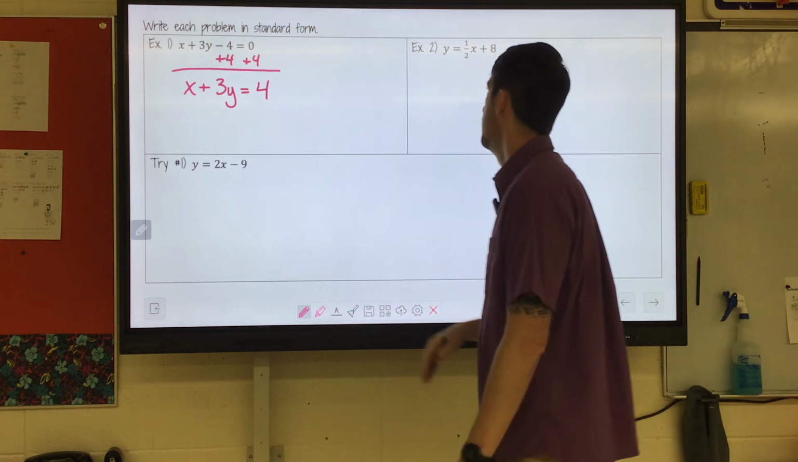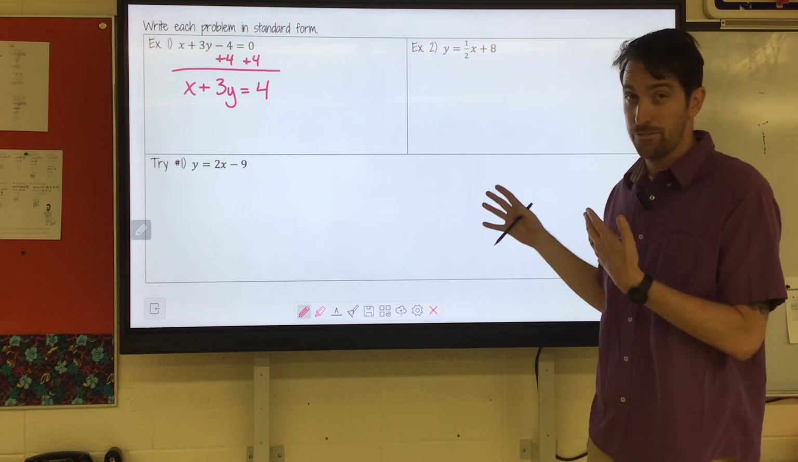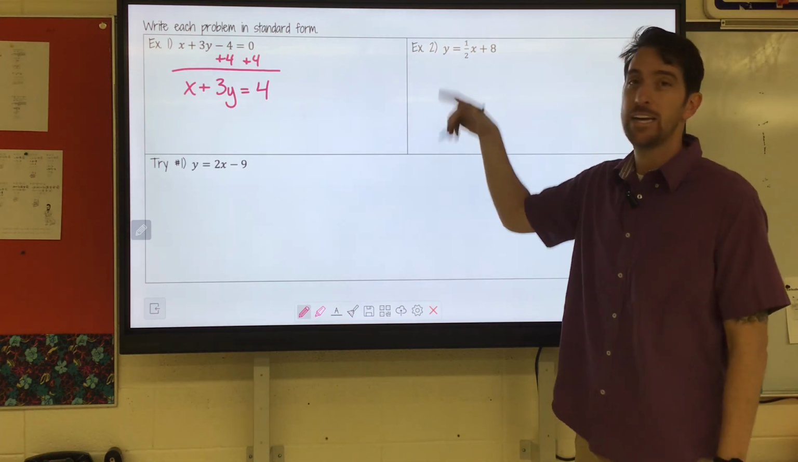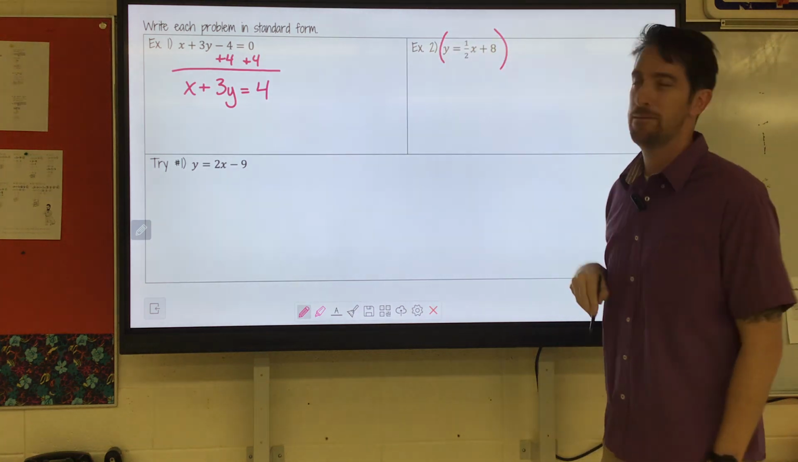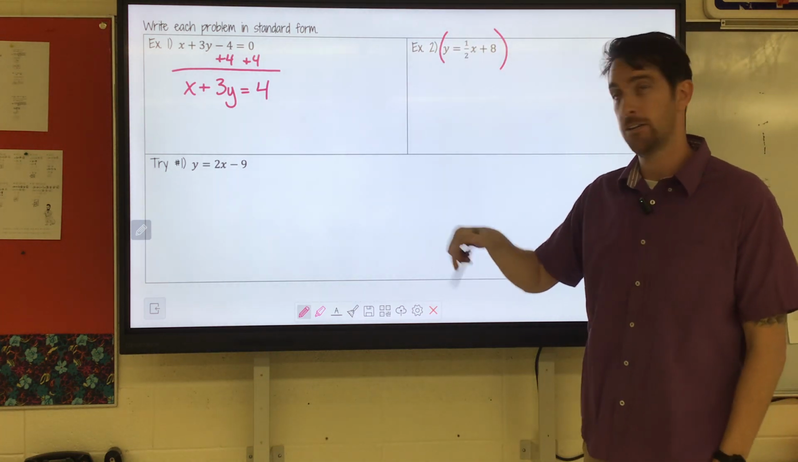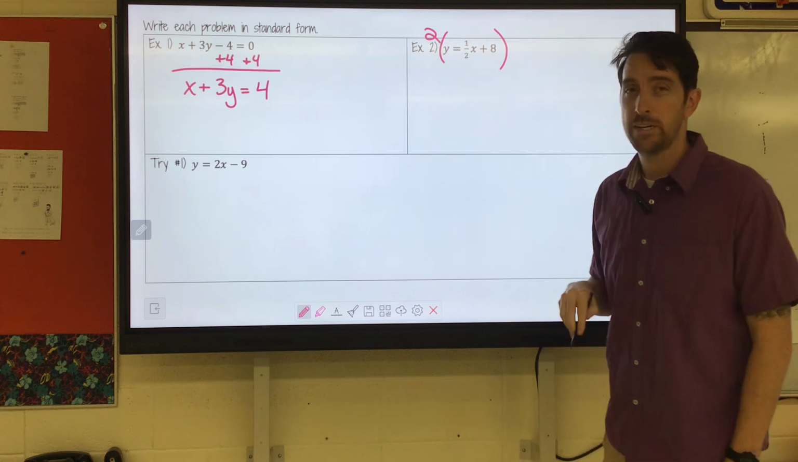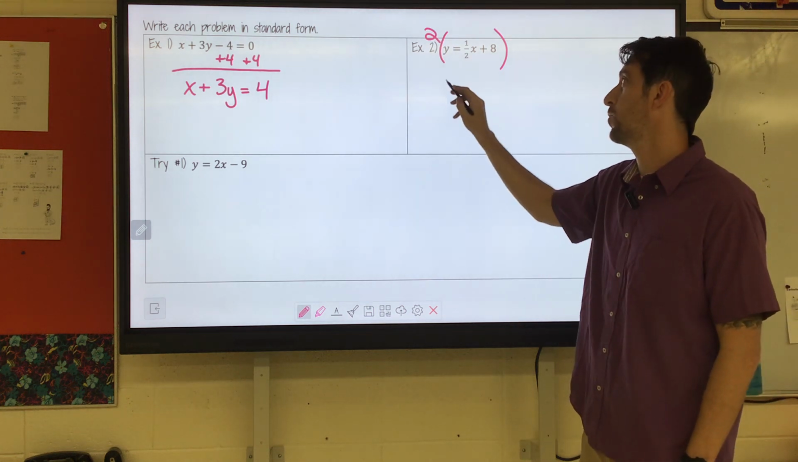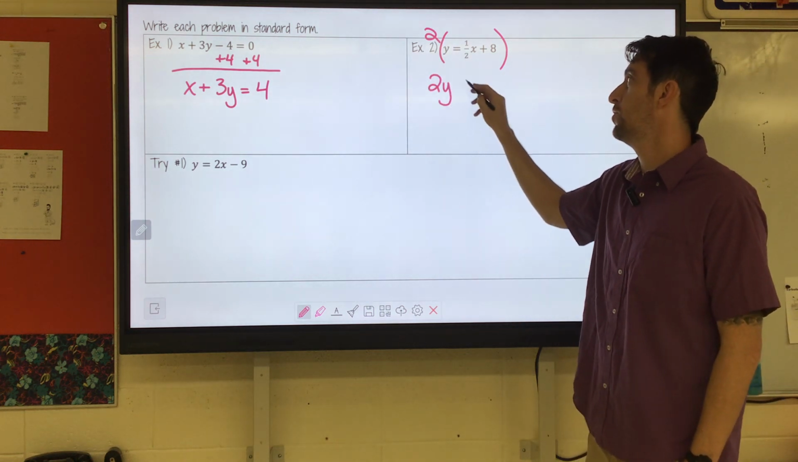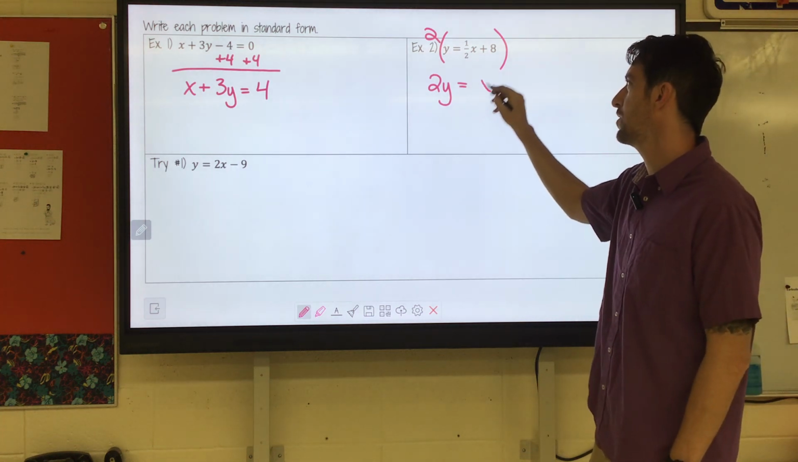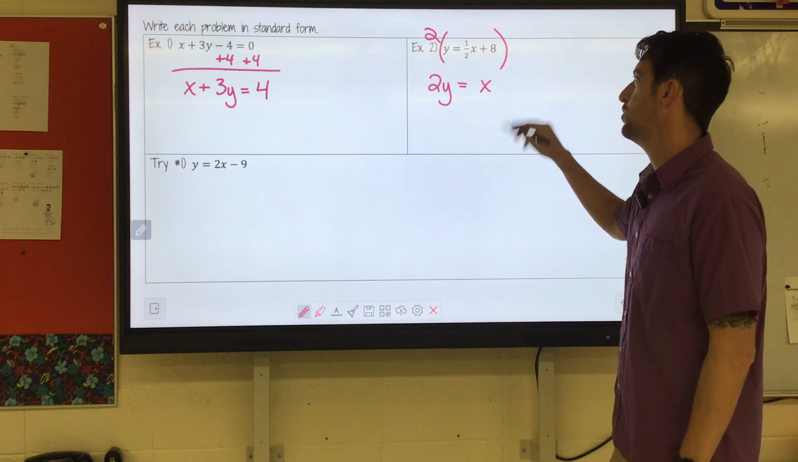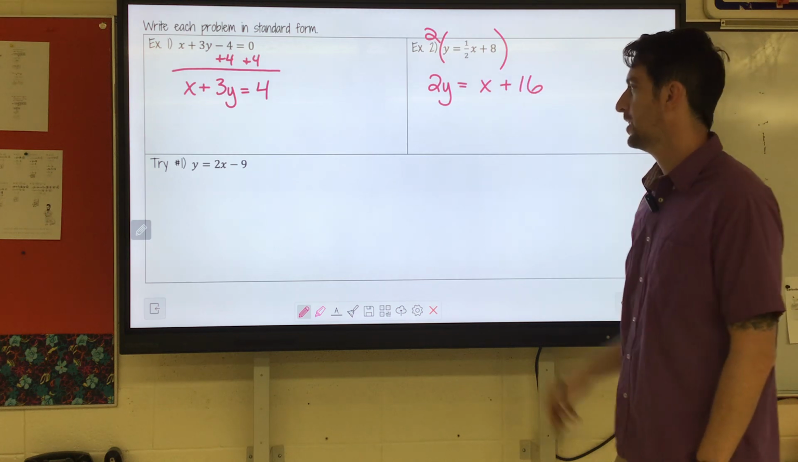Done. This one does have a fraction. I think it's easier to move the x later. Multiply by a common denominator. The only denominator is 2, so we can multiply everything by 2. 2 times y is 2y. 2 times 1/2, half of 2 is 1, so you could say 1x or just x. And then 2 times 8 is 16.